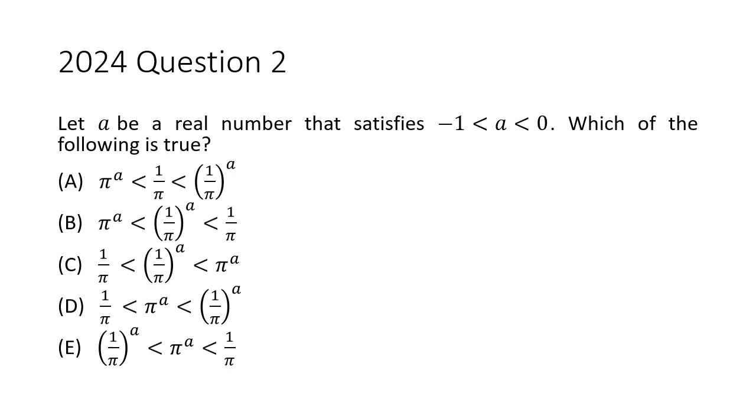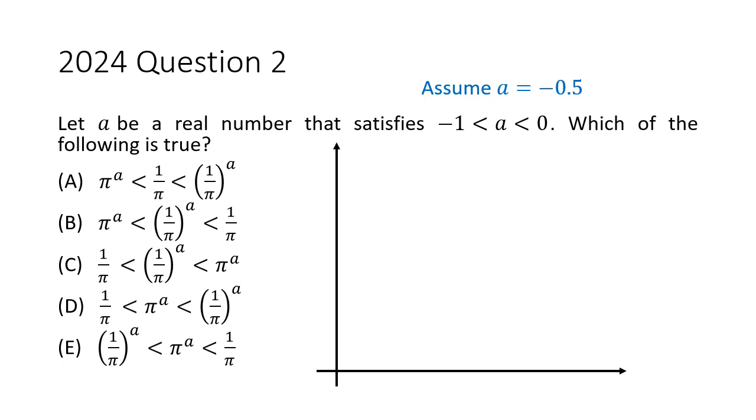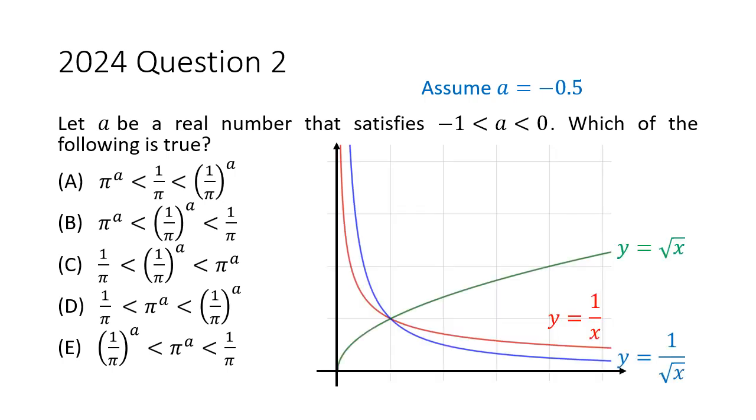For convenience, we're going to just assume that a is equal to negative 0.5. This will help us draw the 3 power graphs that we need to solve this. The first, shown in green, is y equals square root x. Next we have y equals 1 over x shown in red, and y equals 1 over square root x shown in blue. These 3 graphs all pass through the point (1, 1), and after that they split up.